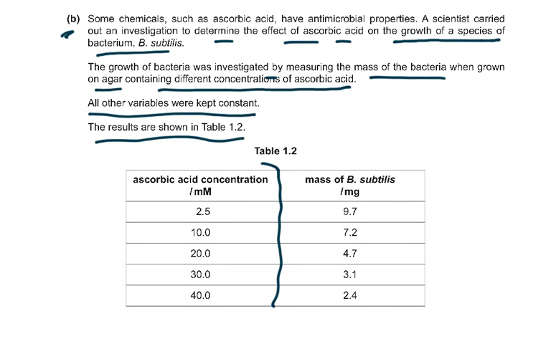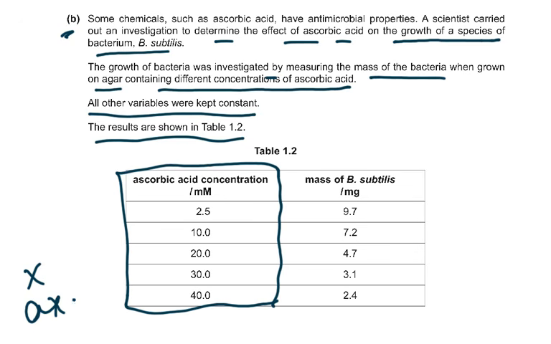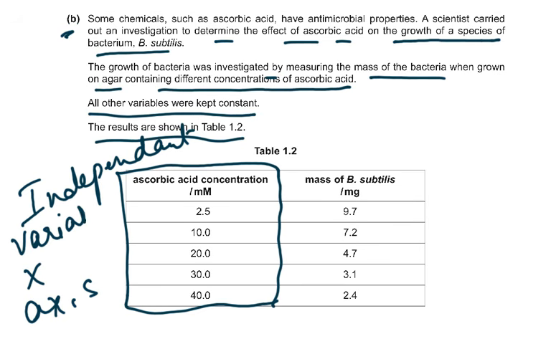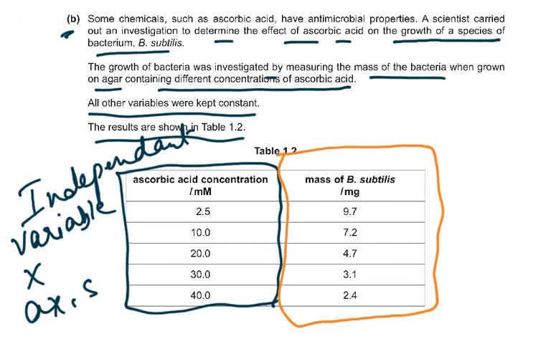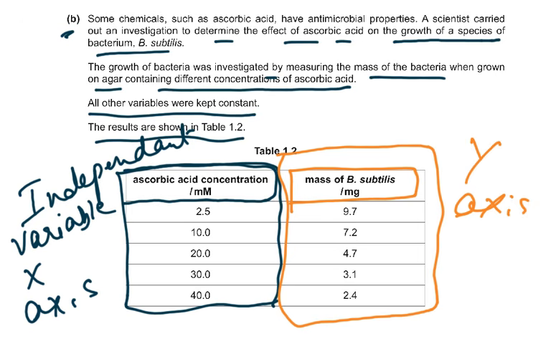Now, this is always the first column. This always goes on the x-axis. Please remember that. This is the independent variable. So the first column is always the independent variable, and you remember that when you are making the table in the first part of the question. So this will go on the x-axis and this will go on the y-axis. You will write the whole heading, ascorbic acid/millimoles, on the x-axis.